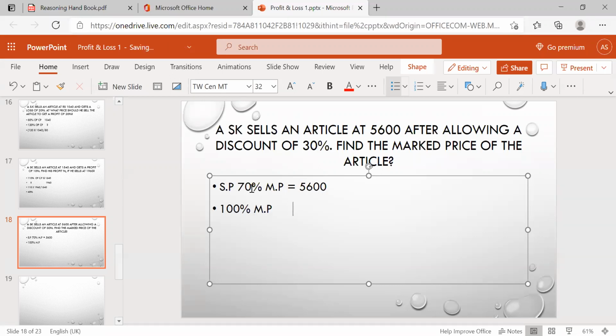So what's the market price? Just do the cross multiplication, then we'll get the answer. Here it is 56, right? 10 will get cancelled. It is nothing but 80. 80 into 100 is nothing but 8,000.